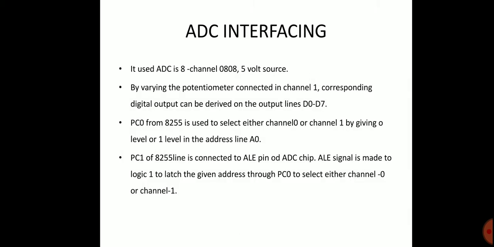Now we see the ADC interfacing operation. Usually the ADC is an 8 channel 0808 with a 5 volt source. By varying the potentiometer connected to channel 1, the corresponding digital output can be derived on the output lines D0 to D7. PC0 of the 8255 is used to select either channel 0 or channel 1 by giving a 0 level or 1 level on the address line A0. The PC1 line of the 8255 is connected to the ALE pin of the ADC chip. ALE, the address latch enable signal, is made logic 1 to latch the given address through PC0 to select either channel 0 or channel 1.